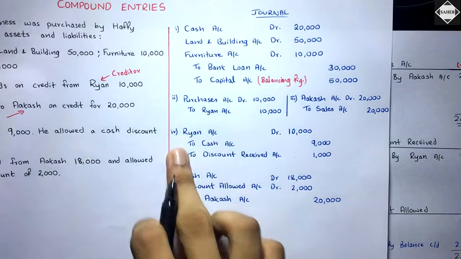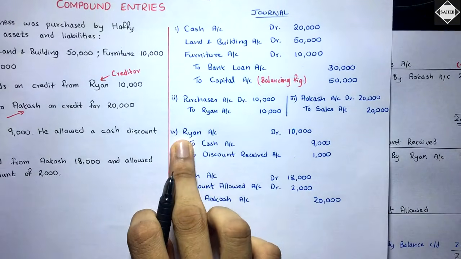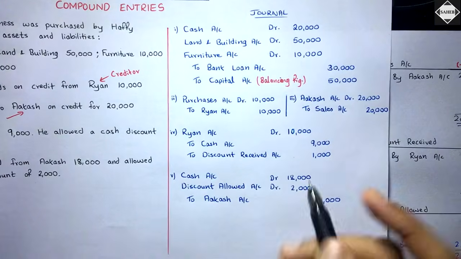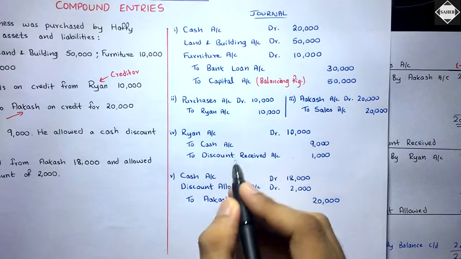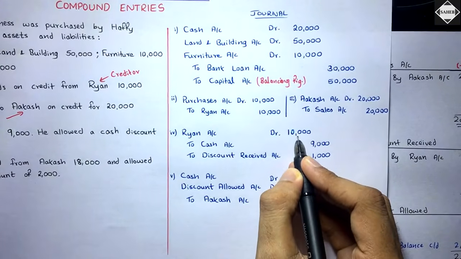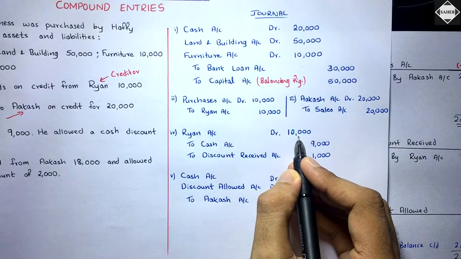Then we have this fourth entry, the compound entry now. See here, Ryan account debit. We have paid how much? 9,000 to Ryan, and we have got the discount of 1,000. And the liability is entirely reduced by 10,000. That's what I told you, isn't it? Yes, that's what happened.